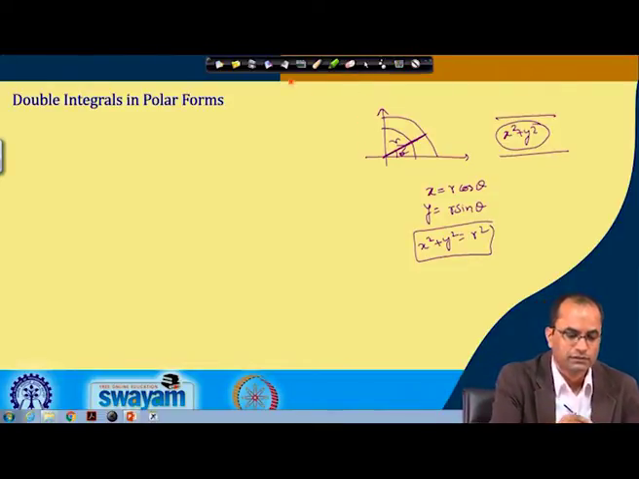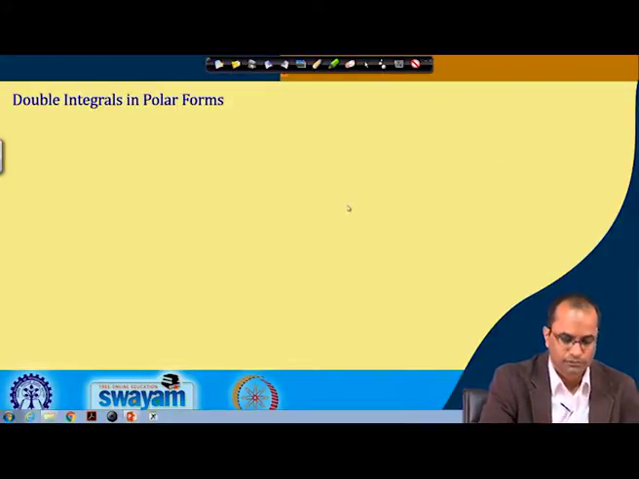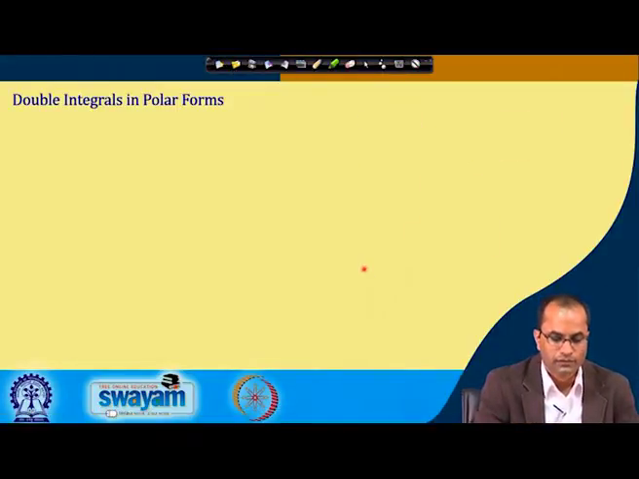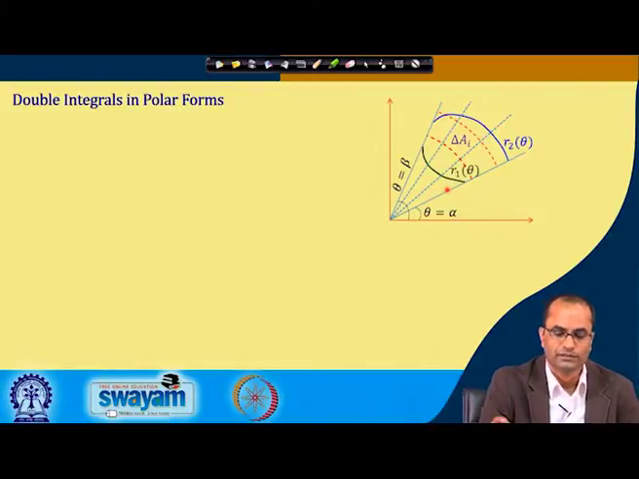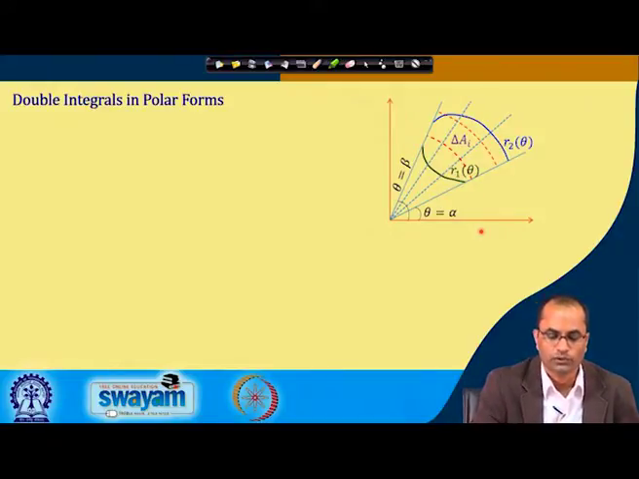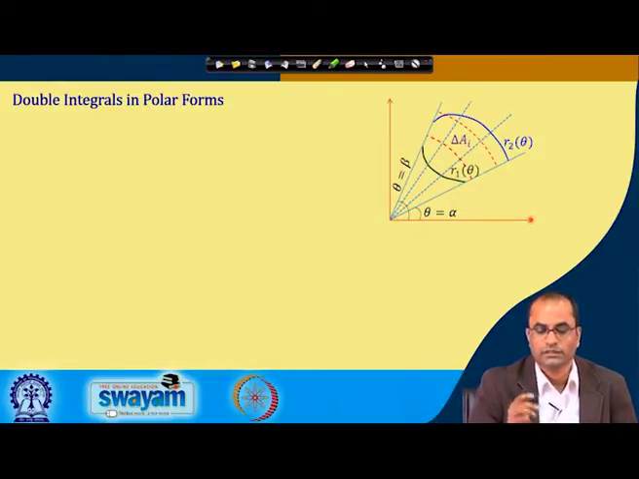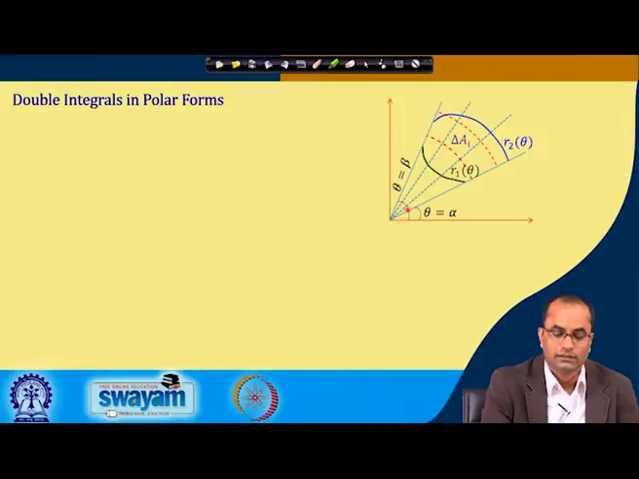So, let us discuss now. Suppose we have this situation here. The domain is bounded by this curve, r 1 theta, which is a function of theta, and another curve r 2 theta, which is also a function of theta. So, we are talking about the polar coordinates. The distance from the origin to this point will be r, and the angle from the theta is equal to 0 axis will be theta.